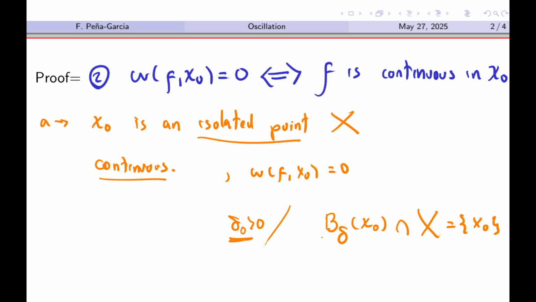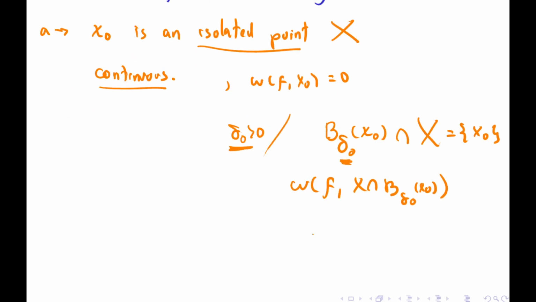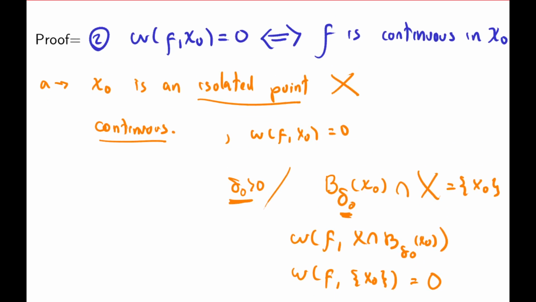So when you get that delta, let's call it delta naught, then the oscillation of f on this ball will be equal to the oscillation of f on these singletons, and this is 0, as you can check. So we can say that this is trivial, just because in the first case x is an isolated point.